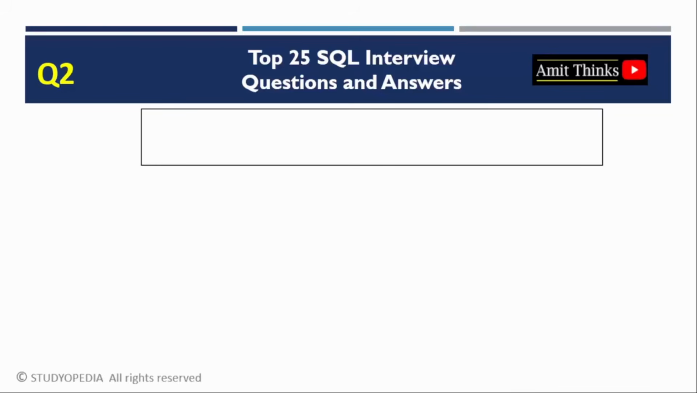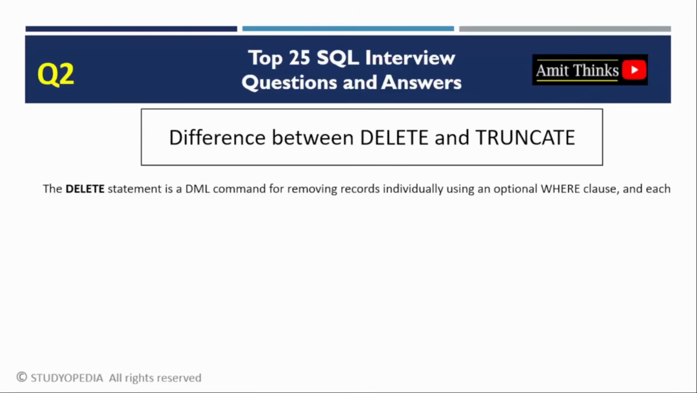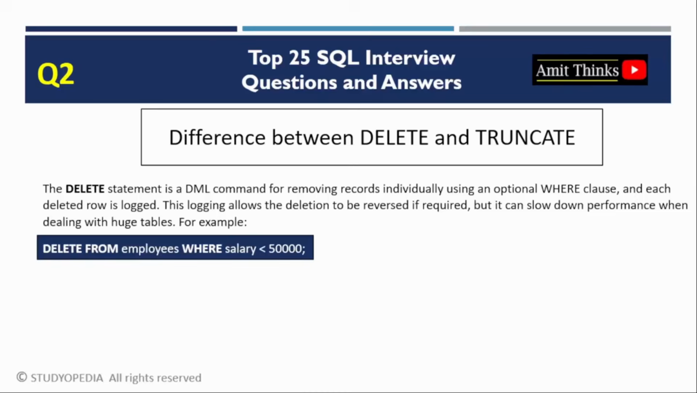Question 2. Difference between delete and truncate. Delete is a DML command that removes rows one by one based on an optional where clause. It logs each deletion, allowing transactions to be rolled back. However, it can be slow for large datasets due to extensive logging. Example, deleting a record from the employees table where the salary is less than 50k.